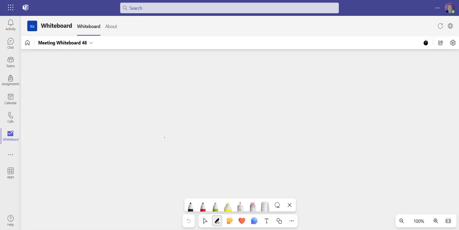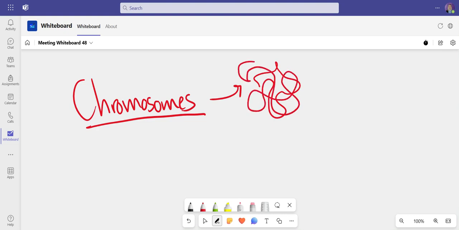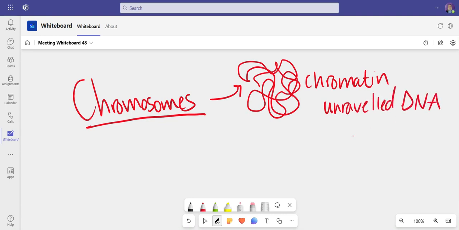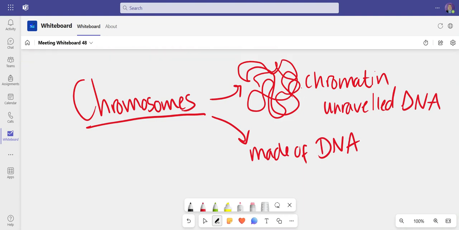Now, I just want to talk about chromosomes a little bit more before we move on. So chromosomes are made of DNA. If you unravel a chromosome, it just kind of looks like a long strand. And that is called chromatin when it's all unraveled. Chromosomes are made of DNA. So if you were to zoom in on this chromatin, it would be the double helix that we know.